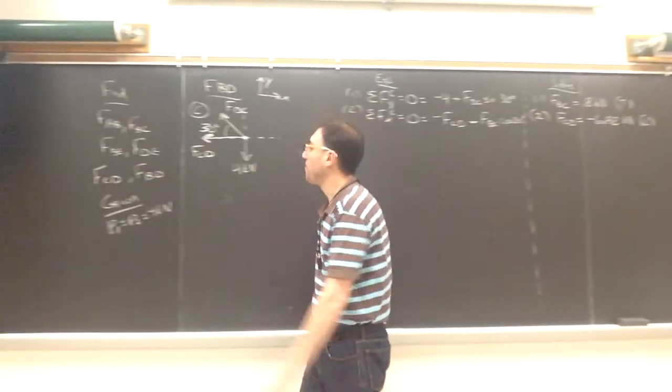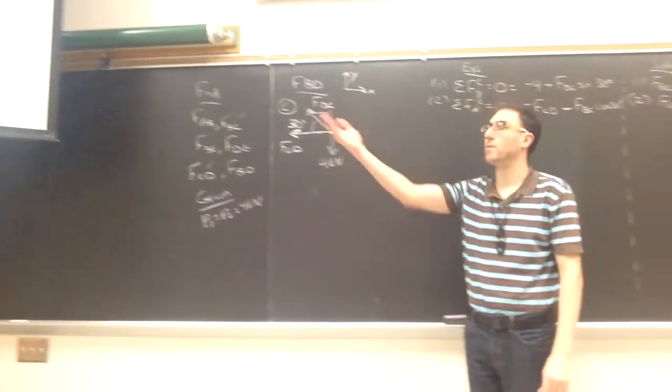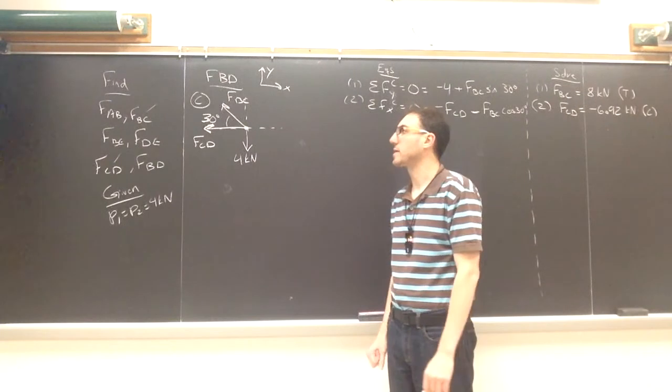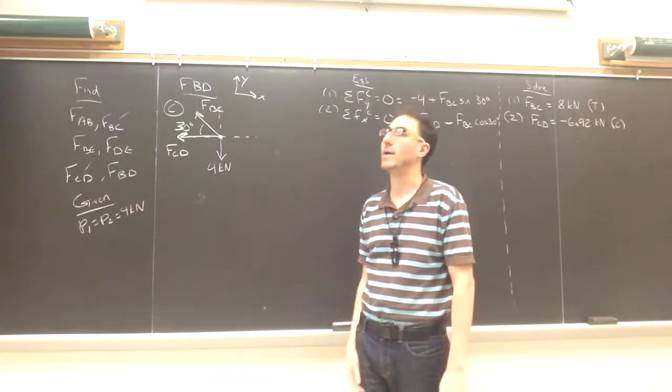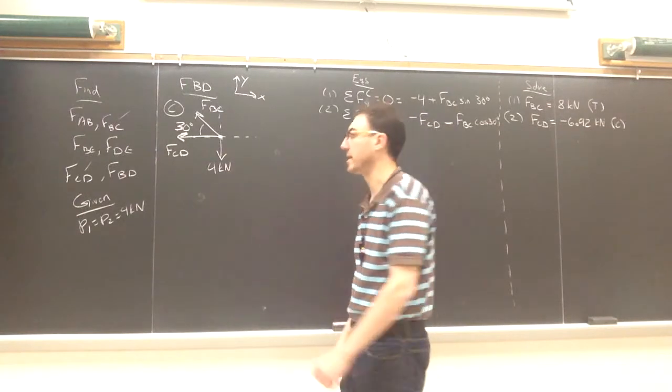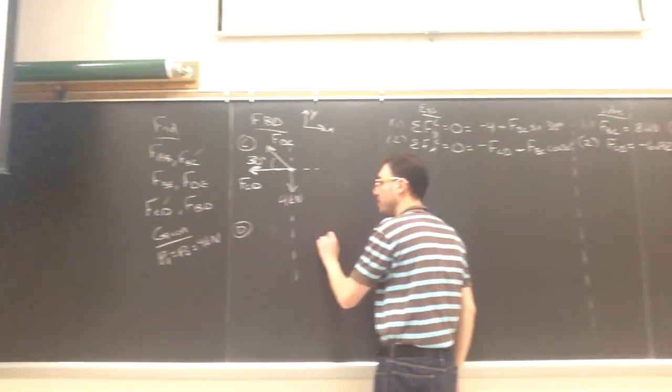Two of them are done, FBC and FCD. So I can move on now, and look at what is the next choice of pin that I want to draw a picture of. Now at D, I'm only left with two things I don't know. So D, if we're doing it by hand, is a good choice to go to next.